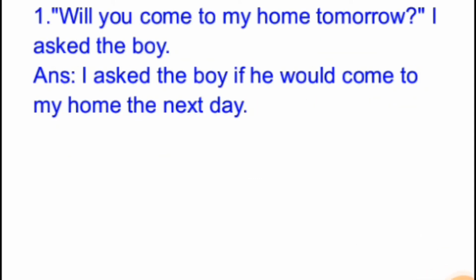"Will you come to my home tomorrow?" I asked the boy. Here we see the reporting verb is placed at the end of the statement, that is at the end of the reported speech. So in indirect one, we have to use the reporting verb in the first portion. That is, we can say, I asked the boy if he would come to my home the next day, and tomorrow would be next day.